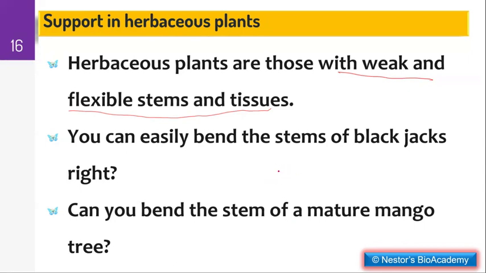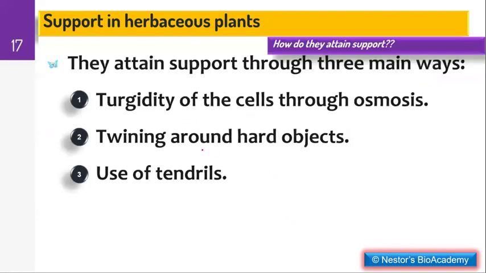Now, how do herbaceous plants achieve support? Herbaceous plants usually achieve support through three main ways. One is through turgidity of the cells through osmosis. If you remember, when you were looking at osmosis in Form 1, and the significance of osmosis in living things, we listed that osmosis plays a role in ensuring support in herbaceous plants. Yes, it's time to review and reflect on that today. At the same time, herbaceous plants can sometimes attain support through twining themselves around hard objects. And take note, it is twining around hard objects. It's not just twining around anything. If a herbaceous plant was to twine itself around a soft object, it might not achieve the support it needs. And again, take note that it is twining, it is not twinning.